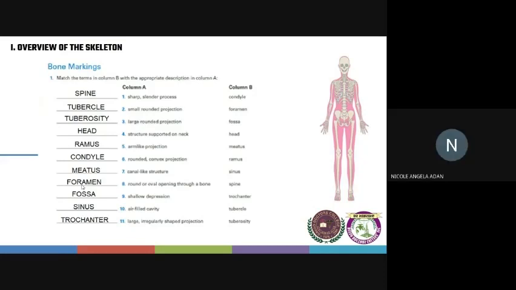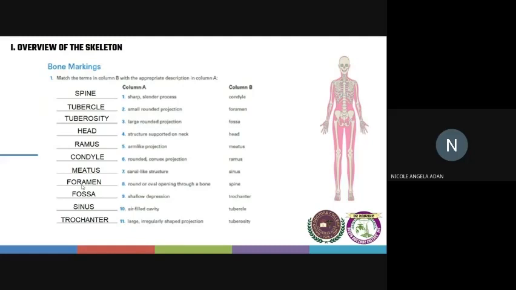For bone markings, number 1, match the terms in column B with the appropriate description in column A. For number 1, it is a sharp, slender process. Our answer is spine. Number 2, small rounded projection. Our answer is tubercle. And number 3, large rounded projection. Our answer is tuberosity. Spine, tubercle, and tuberosity are projections that are sites of muscle and ligament attachment.